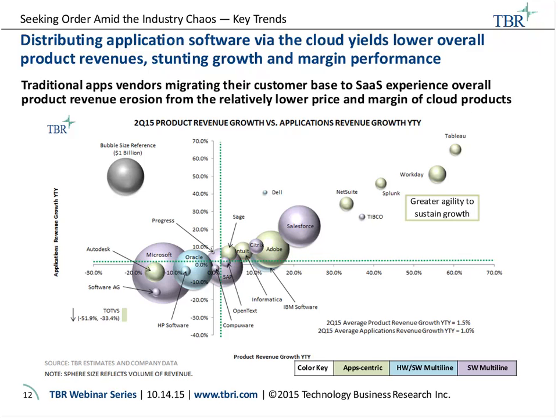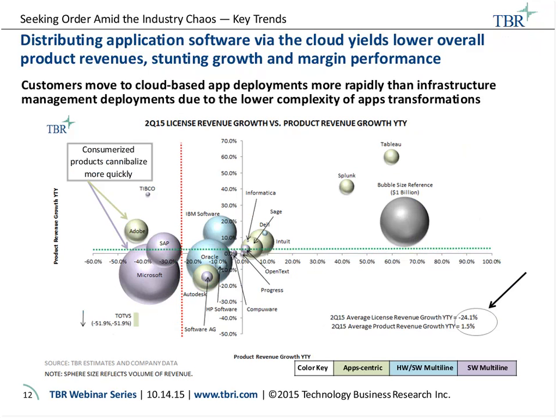So, is there anything you folks want to add before we jump? Okay, let's jump over to the license revenue.